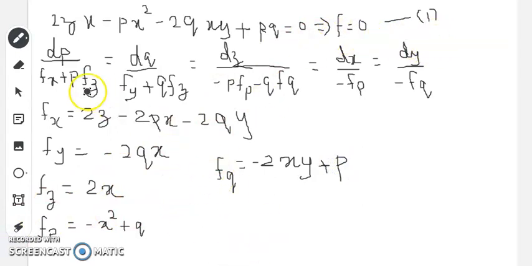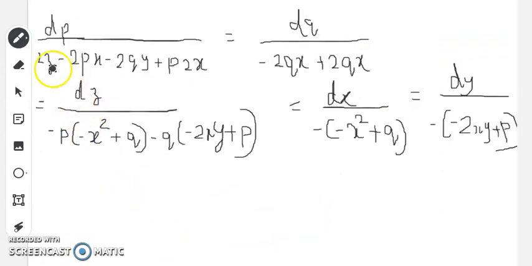Now we have to substitute these values in our Charpit's auxiliary equations and simplify the fractions. After substituting the partial derivatives, we get these fractions: dp divided by 2z minus 2px minus 2qy plus p into 2x, equal to dq divided by minus 2qx plus 2qx, equal to dz divided by minus p into minus x square plus q minus q into minus 2xy plus p, is equal to dx divided by minus x square plus q, is equal to dy divided by minus 2xy plus p.